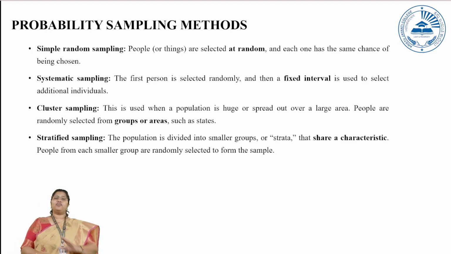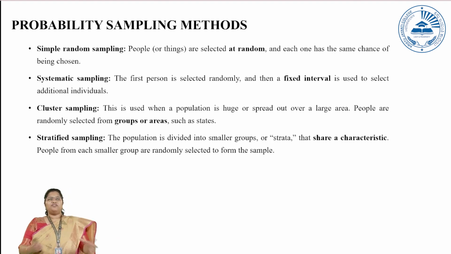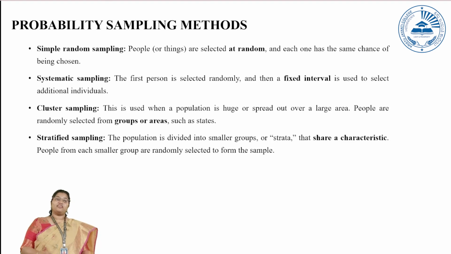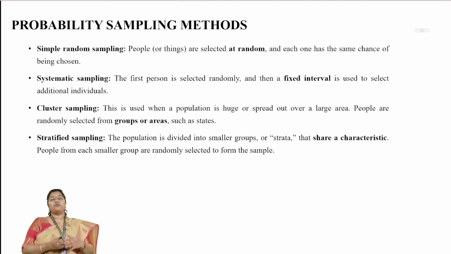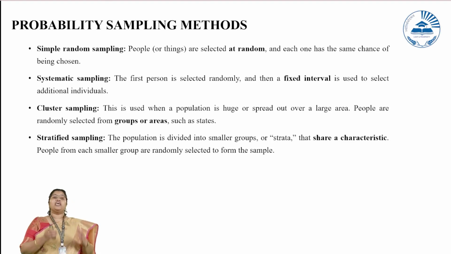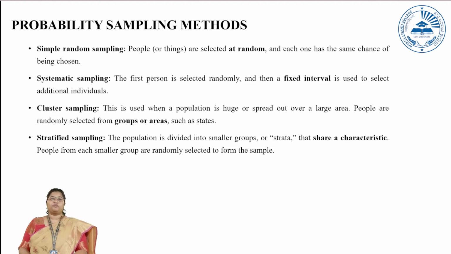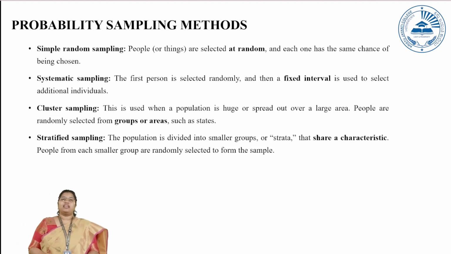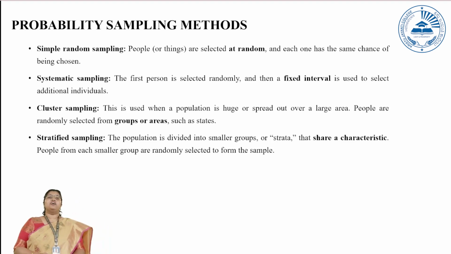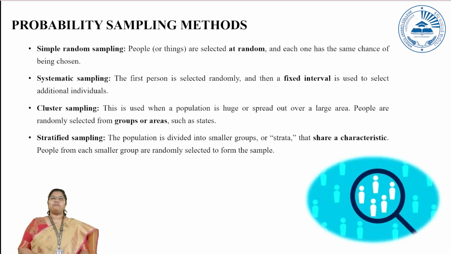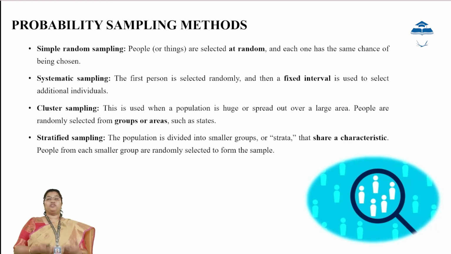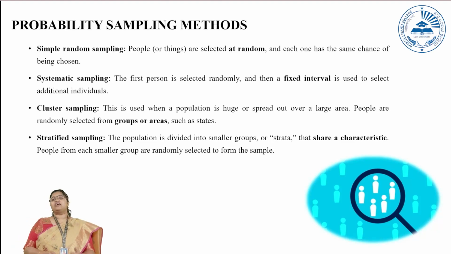Under cluster sampling, we don't have any definite group. Just based on a particular division, a random division, we are selecting the people. But under stratified sampling, we are going to divide the population into certain definite groups, and from them we are going to select the people or the elements for the sample. So, these are the different probability sampling methods which we can use for selecting our sample elements.